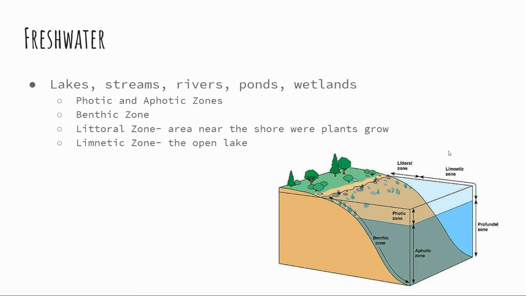Freshwater ecosystems vary just a little bit, but not a whole lot. So with freshwater, we're talking about lakes or ponds, rivers, anything that's not salt water. They still have the photic and aphotic zones. They still have the benthic zone. The littoral zone is the area near the shore where plants grow. And the limnetic zone is the open lake.